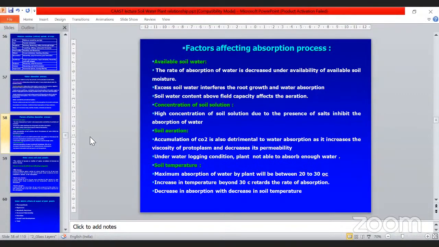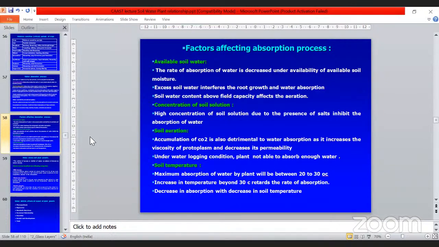So soil water content above field capacity affects the aeration, because all the air pores are filled with water. Again, that's why there won't be any aeration, and the roots will be affected due to suffocation, or they may get wilted or dried out due to less availability of moisture or excess availability of moisture. So there won't be any air spaces over there.